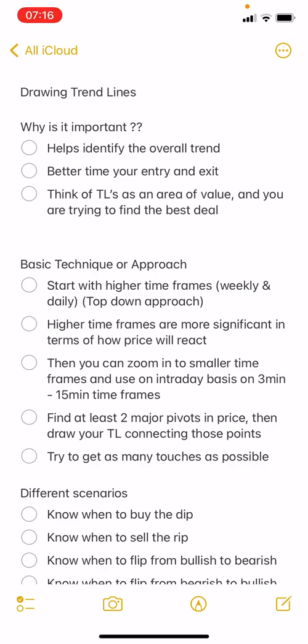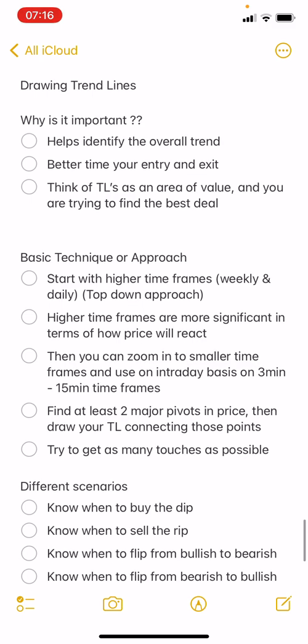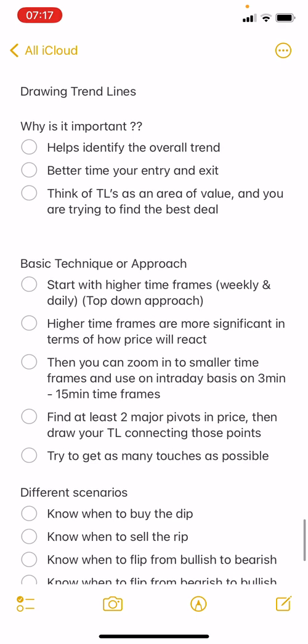So today we're going to go over how to draw trend lines like a trading pro. First, I just want to break down some notes I made, some little bullet points for you guys. So let's start with the top here.